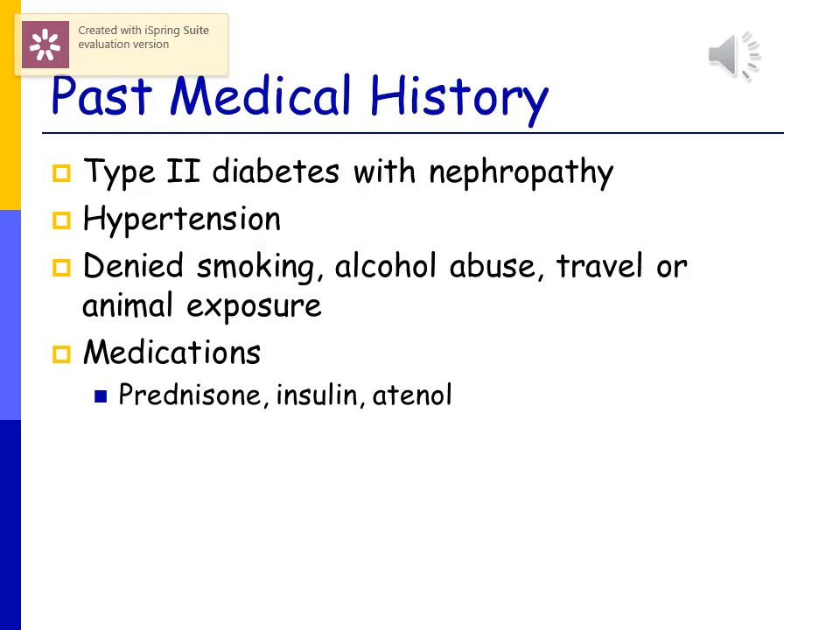So this patient is a type 2 diabetic with nephropathy. So again, high risk of infection. He has high blood pressure. He claims he doesn't smoke. He doesn't abuse alcohol. He has not had any recent travel, nor has he been exposed to any animals. His medications that he's taking, prednisone, which is going to suppress the immune system.